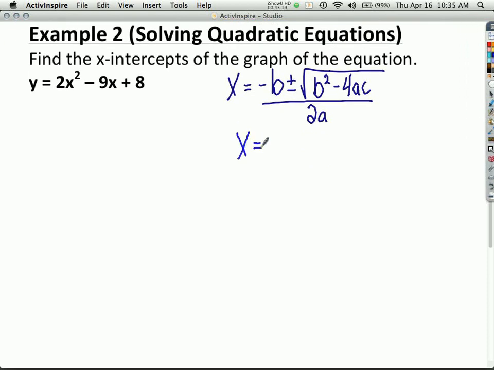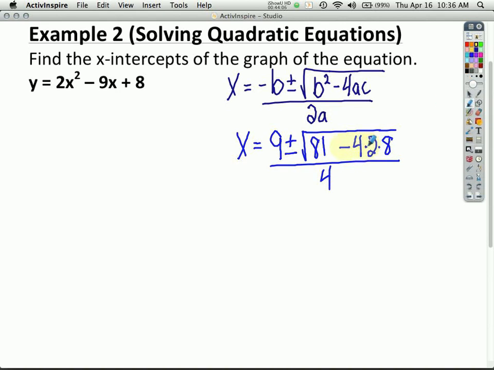X equals the opposite of b. b is negative 9. The opposite of that will be positive 9. Plus or minus the square root of b squared. Well, now that we know the formula and we're pretty bright students, we could do certain things mentally right away. For example, I know negative 9 squared is 81. So I don't have to write negative 9 squared. I can just write 81. This part I would not do mentally because you'll make a mistake somewhere. Minus 4 times A times C. All over 2A, and I can do this mentally. 2 times 2 is 4. So I've saved myself at least a little bit of effort.